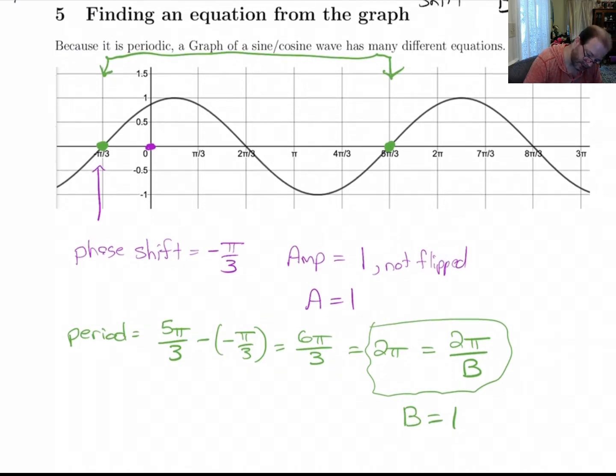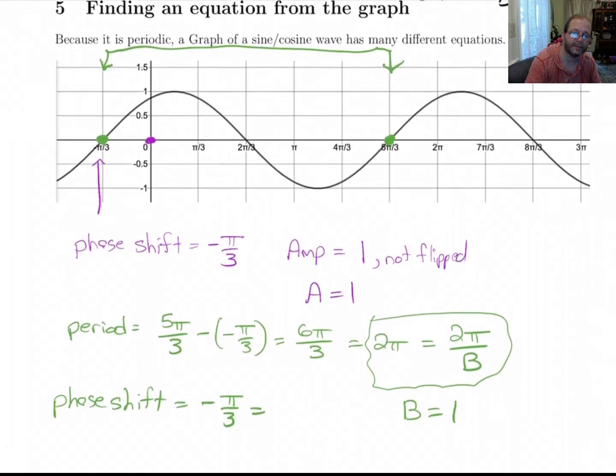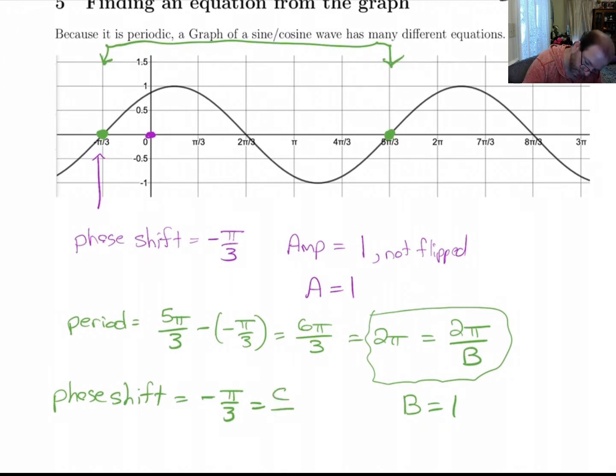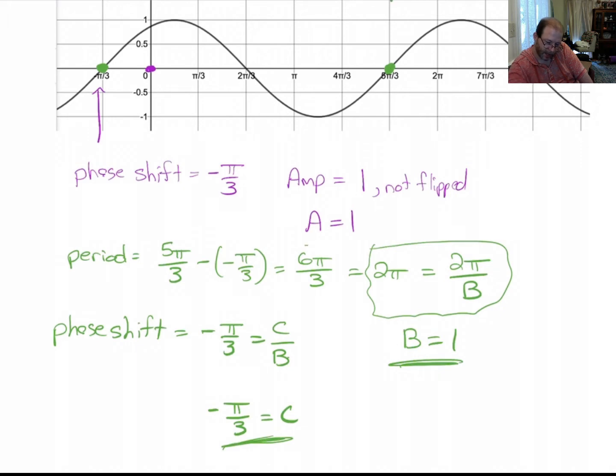All right, and the phase shift is minus pi over 3, and the formula for phase shift says phase shift is c over b. All right, so b was 1, so my phase shift is just minus pi over 3 equals c. So it looks like I've got everything I need here. I've got my B, my C, and my A.